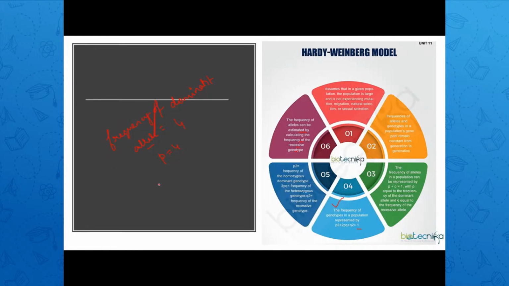Then if I ask you what is the frequency of the recessive allele, it will be how much? 1 minus p is equal to q. So 1 minus 4 is equal to 3, right?